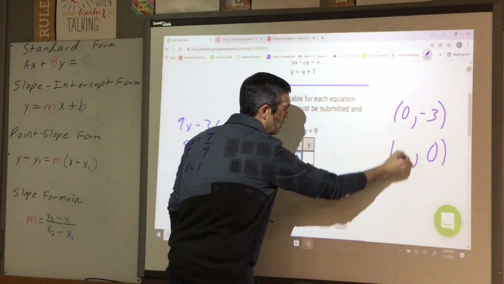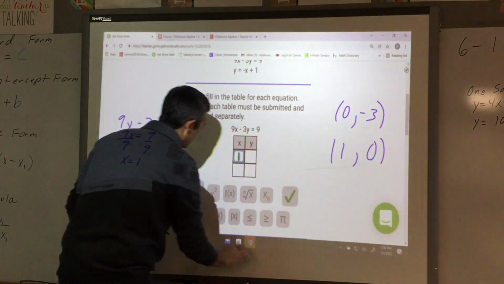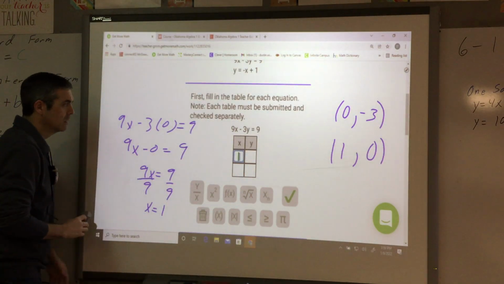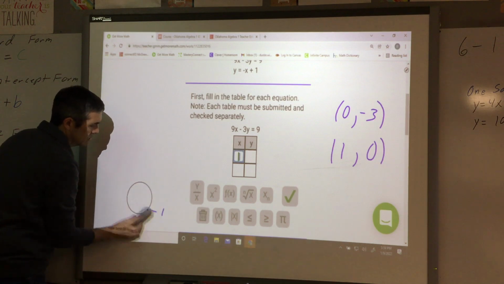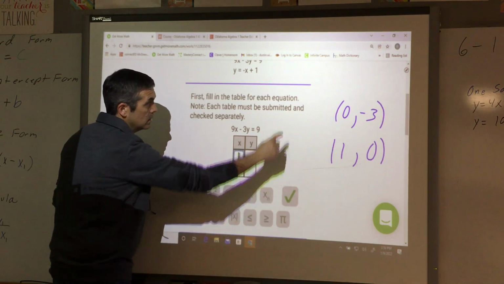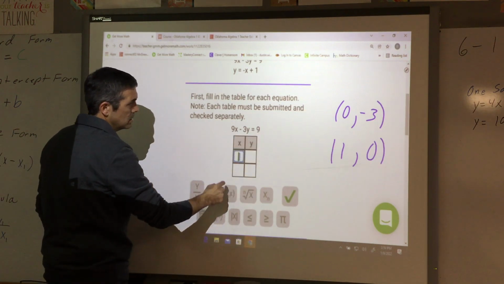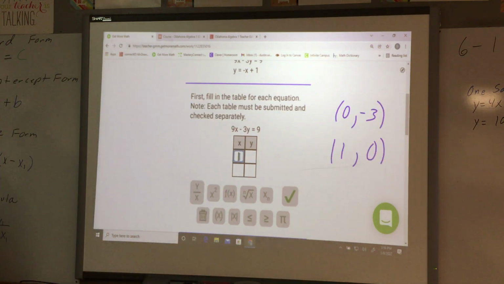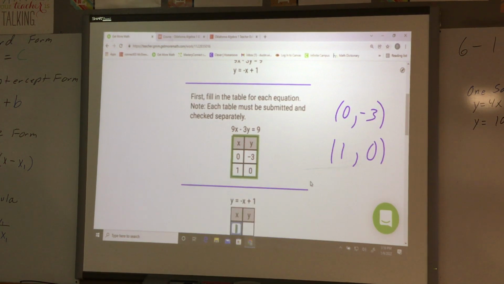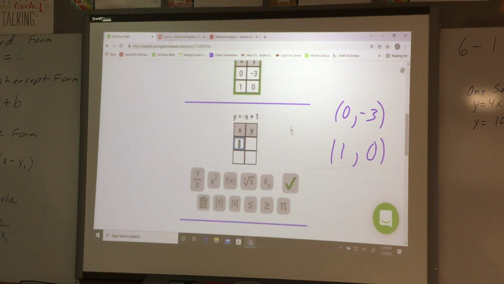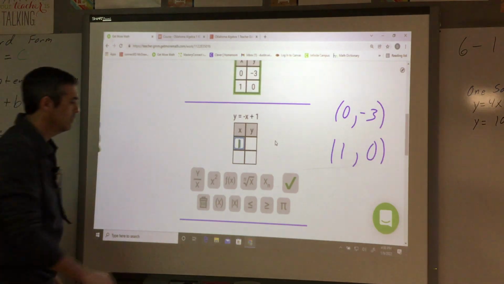Okay, so over here, my other point is this. So the first little part of this is no big deal. We have our points: 0, negative 3, and 1, 0. So 0, negative 3, 1, 0.